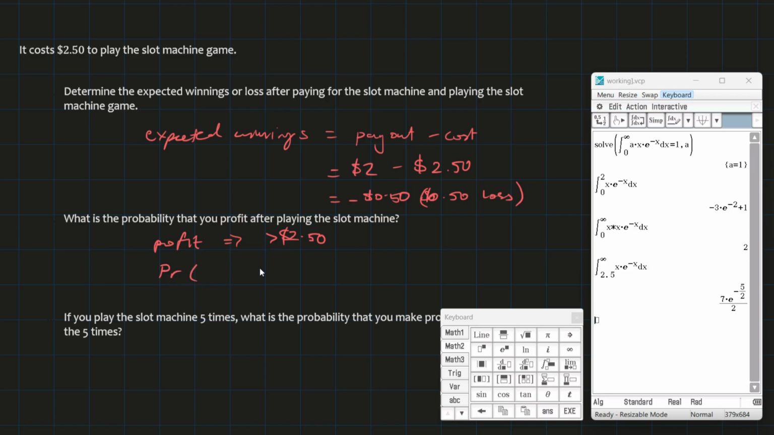Probability that you profit after playing the slot machine game. So we say probability X is greater than 2.5, and we get that ridiculous number there, 7 over 2 e to the power of negative 5 over 2. I know this doesn't say this in the question, but I feel like this question should be asking for it to a certain amount of decimal places to make it a bit easier to represent. So I'm going to change this question live and pretend it says, give my answer to 4 decimal places.